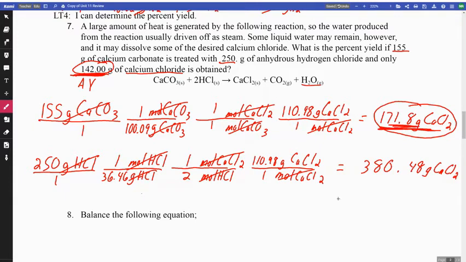So we're going to do 142 grams over 171.8 grams times 100, and that gives us a percentage of 82.6%. And there we go. That's it for that.